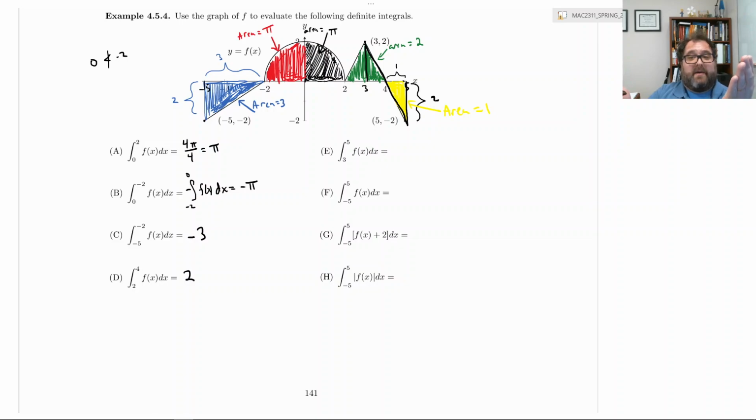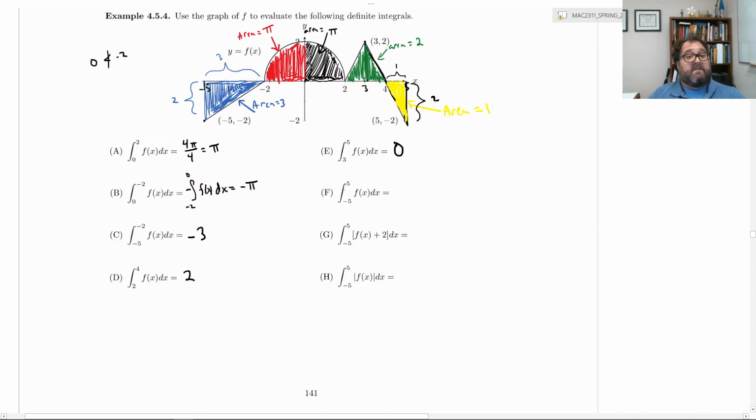And we can verify that by noticing we found the area of the green was 2. And we're looking at half from 3 to 4, which is half that area. So that'd be 1. And the area of the yellow was 1. So the area above is 1, the area below is 1. 1 minus 1 gives you a 0. Okay?